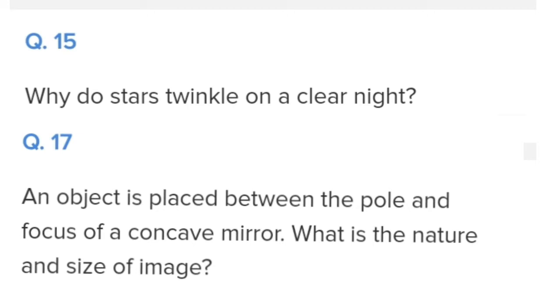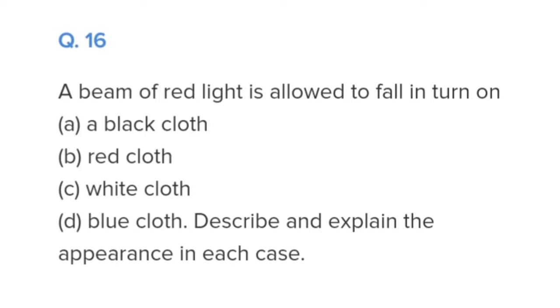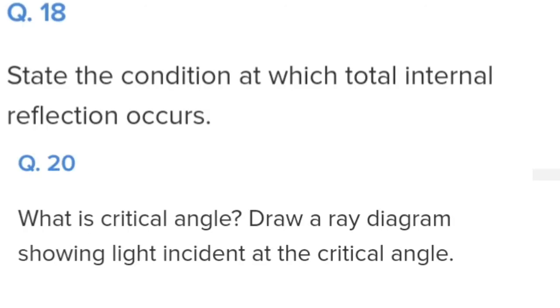Why do stars twinkle on a clear night? An object is placed between the pole and focus of a concave mirror. What is the nature and size of image? A beam of red light is allowed to fall in turn on a black cloth, a red cloth, white cloth, blue cloth. Describe and explain the appearance in each case.